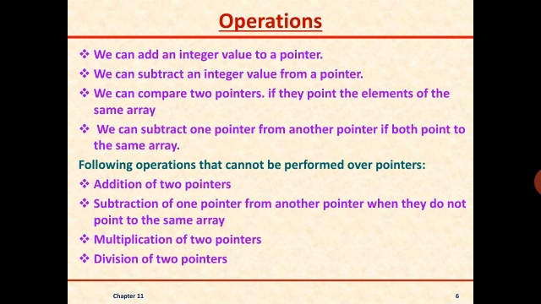Okay, these operations can be performed on an array, but there are some operations which cannot be performed on pointers. Which are they? Directly we cannot add two pointers. We cannot subtract one pointer from another when they are not pointing to the same array. Similarly, multiplication and division of two pointers are not possible. So you must remember which operations we can perform on a pointer and which we cannot.